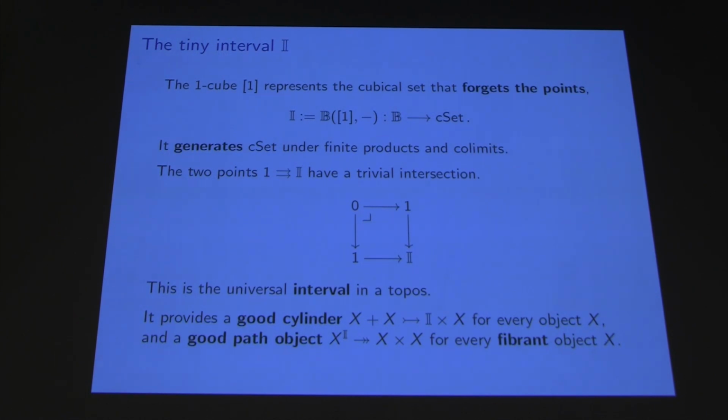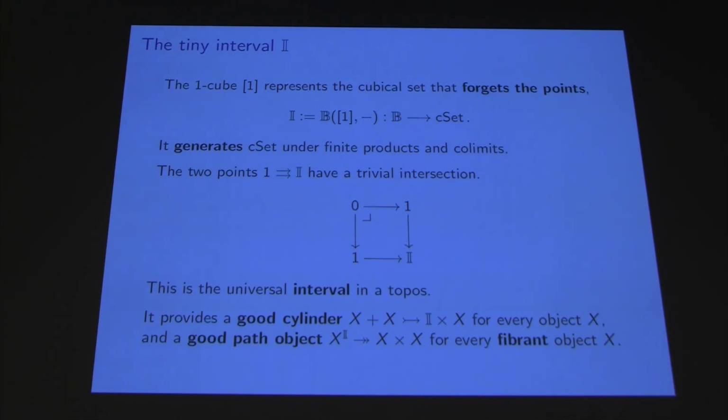Okay, among all these cubical sets, there's the one cube. It's representing that distinguished functor that forgets those 2 points. So there we are going into set. We're taking B into set. And, oh no, it should also be into set. Sorry about that. Okay, so that's the representable there. And it generates the whole category of cubical sets under finite products and then arbitrary colimits, right? So that's a very special object.